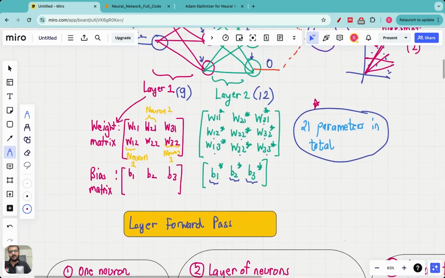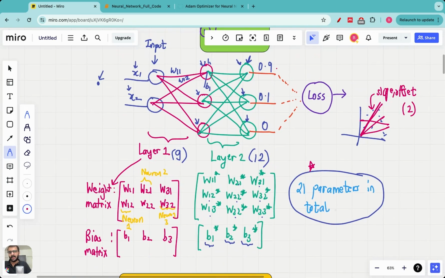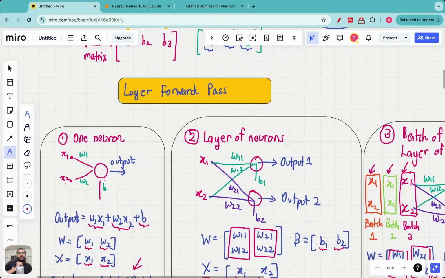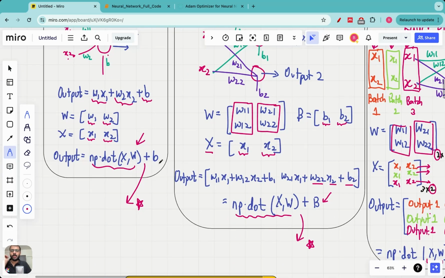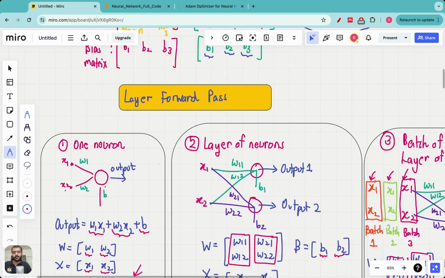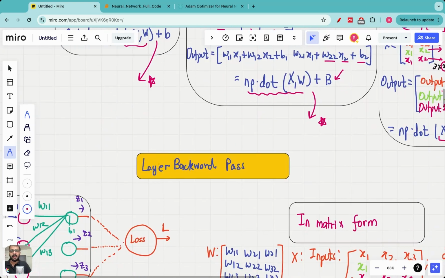So remember that every layer will have one output, right? Or every layer will have an output associated with each neuron. And this formula here, np.dot(x, w) plus the bias, will help you find that output. This is the forward pass through a layer.